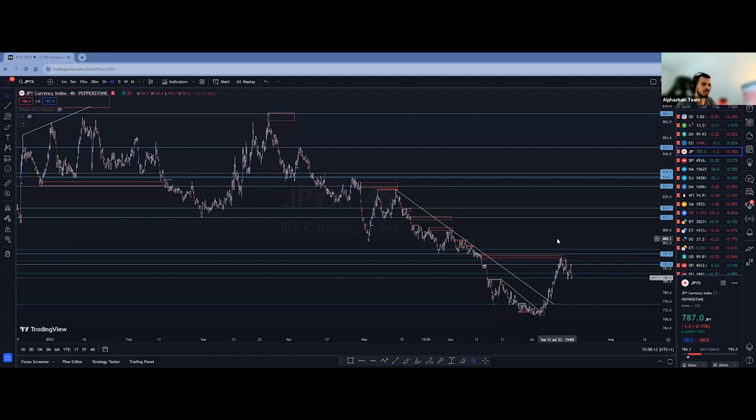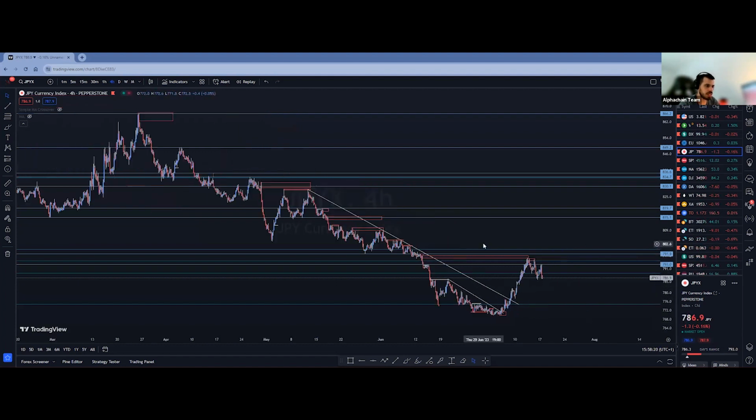Again, the yen index is inversely correlated with the individual yen pairs. If this goes up, the other ones go down. If this goes down, the other ones go up.